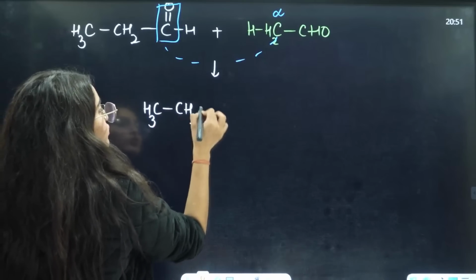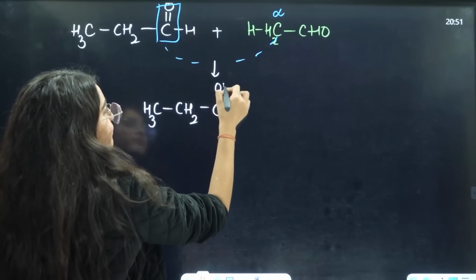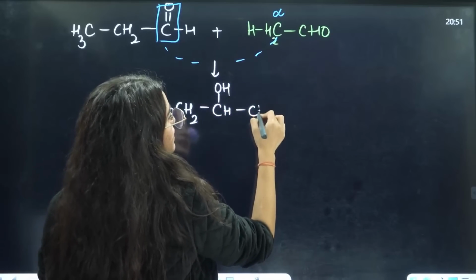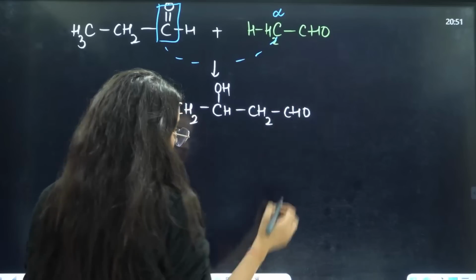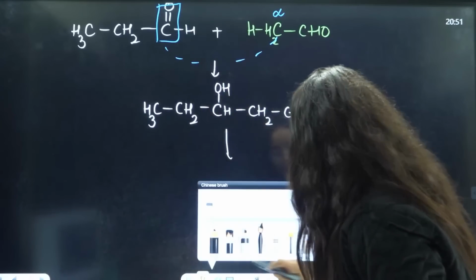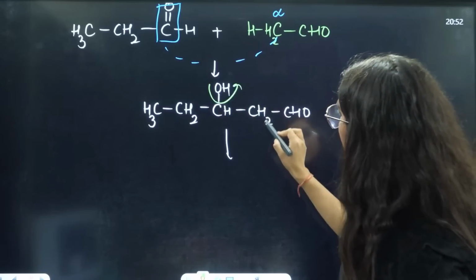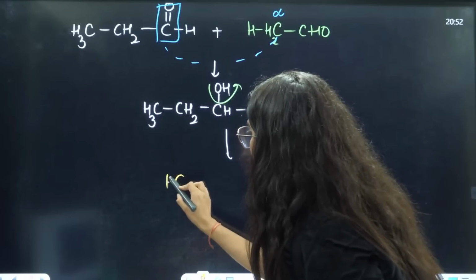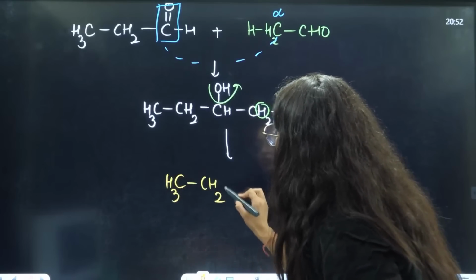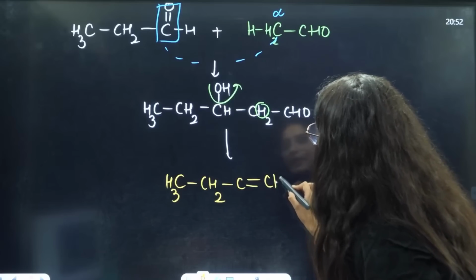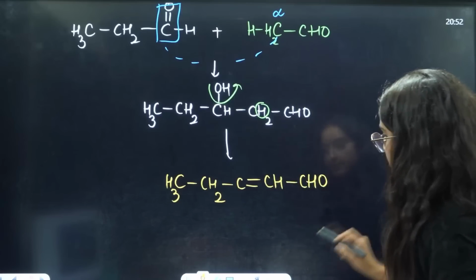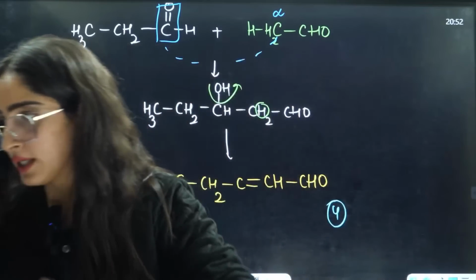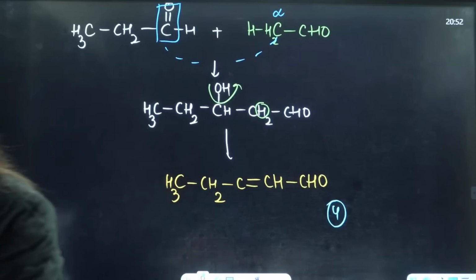CH3, CH2, this is converted to OH, H here only. This is attached to the alpha, so it is CH2 and this is CHO. After this, it is going to lose OH, lose this H here. What will it give us? CH3, CH2, C double bond, CH-CHO. This is the fourth product that you will get. This is called cross aldol.